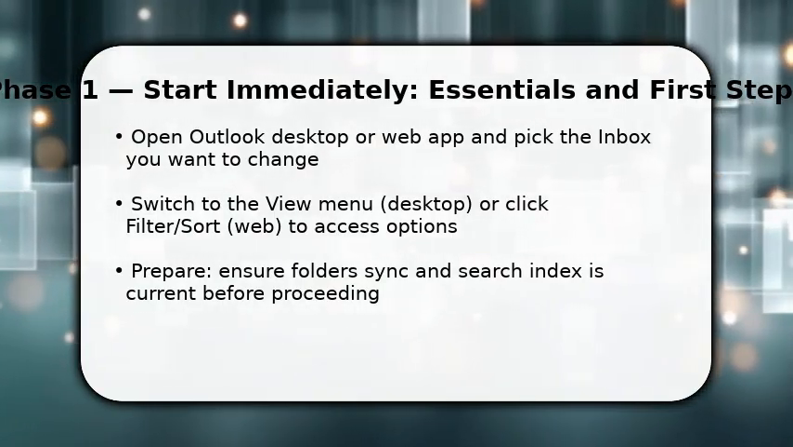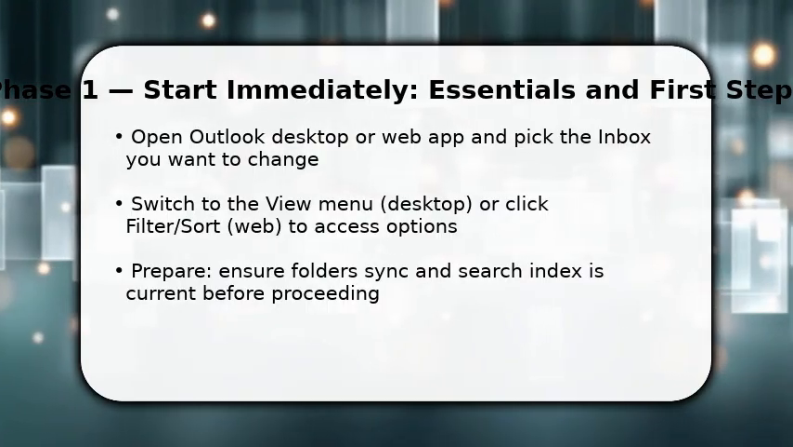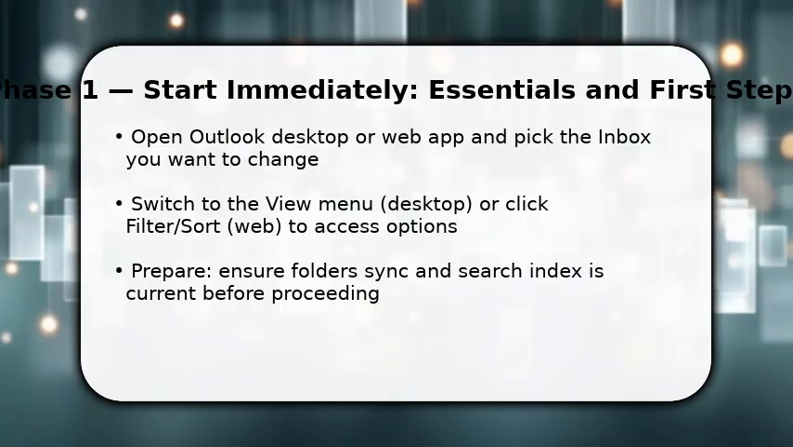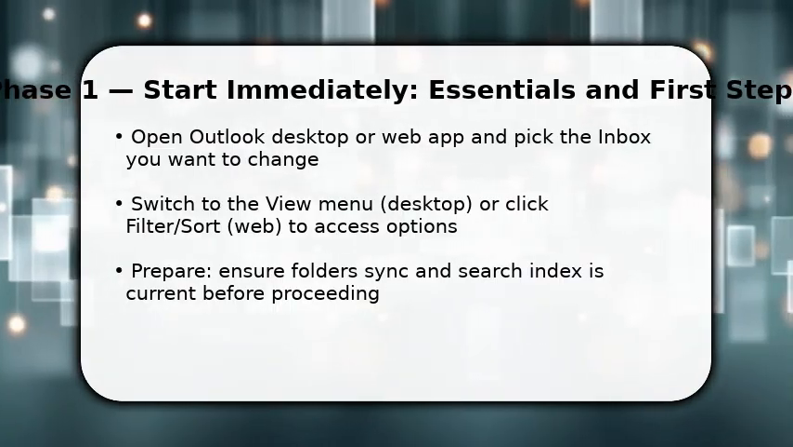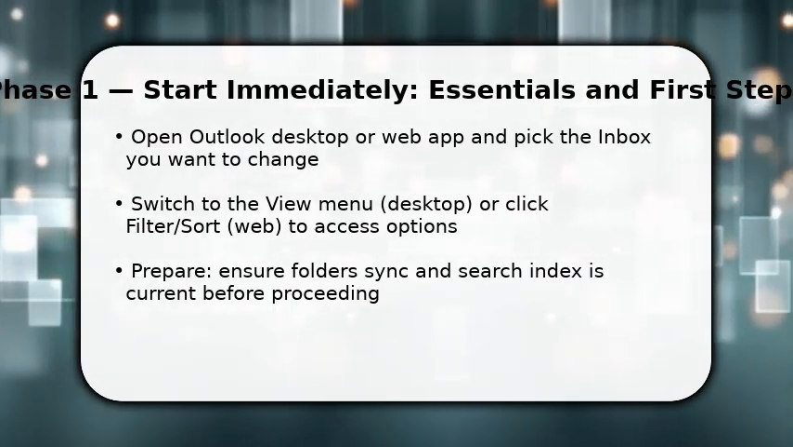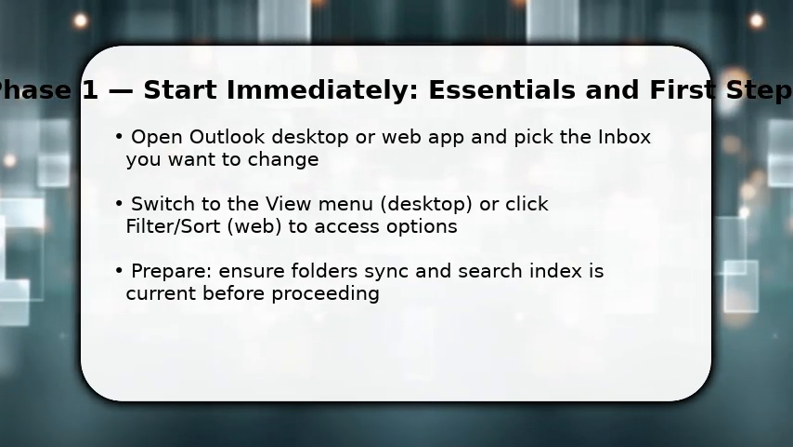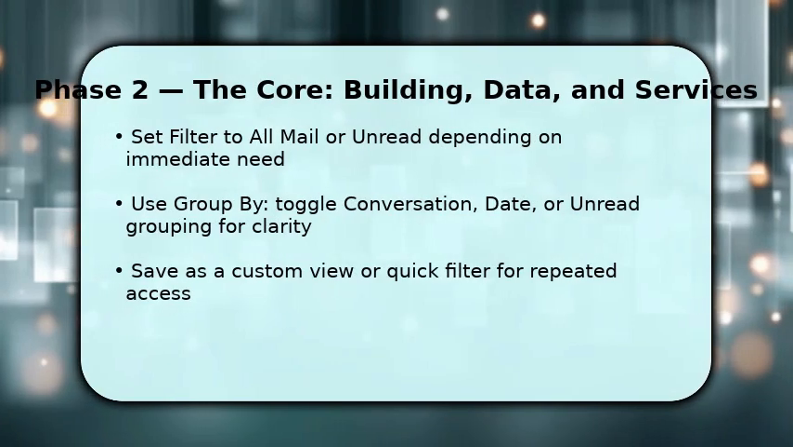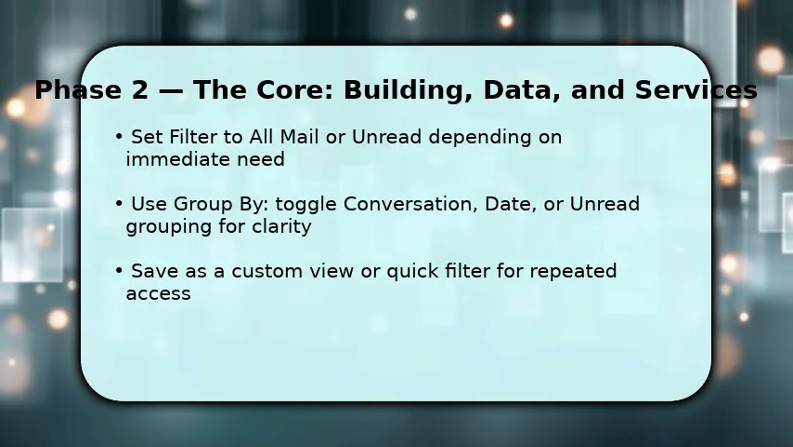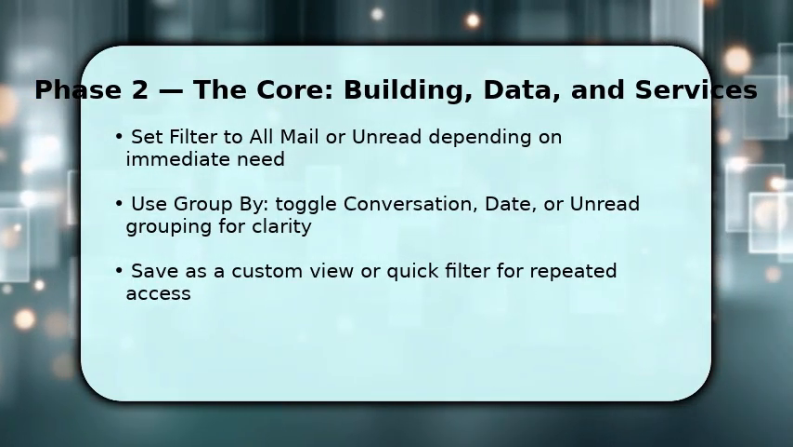Make sure your folders are synced and search indexing is current, otherwise filters may miss recent messages. Now, proceed to adjust group and filter settings to show all and unread. Next, configure the filters and grouping so Outlook shows both all messages and unread ones on demand.